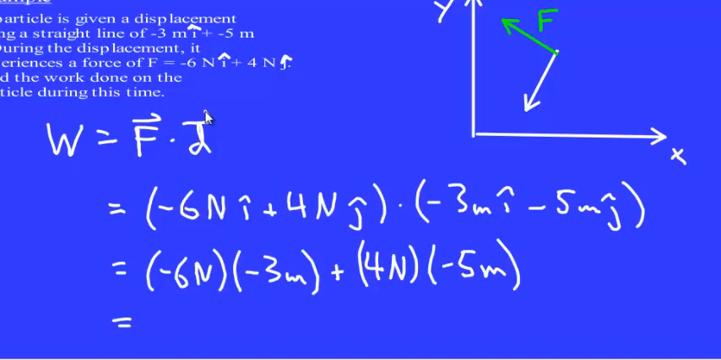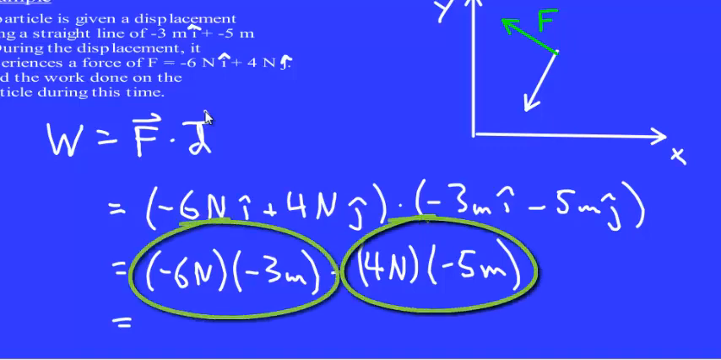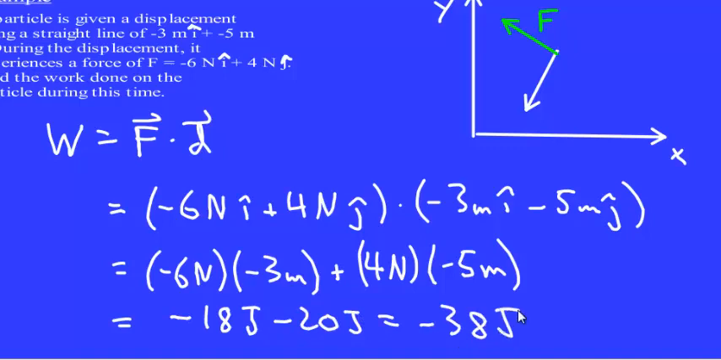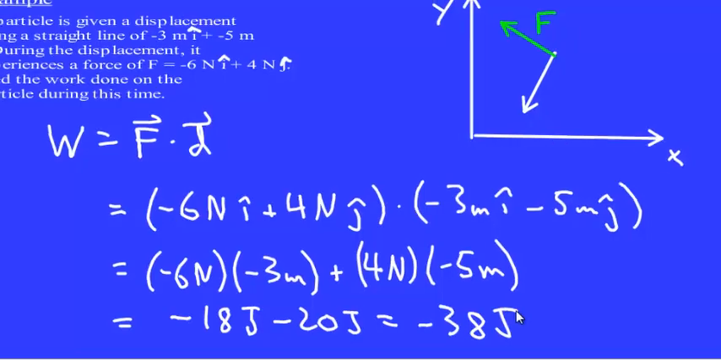I've written out the vectors and grouped them by components: the i terms together, the j terms together. Hopefully you'll see that the product of these is newton-meters, or joules. So here we just have negative 18 joules and minus 20 joules, so minus 38 joules. Negative work is being done on this object during this displacement, it appears.